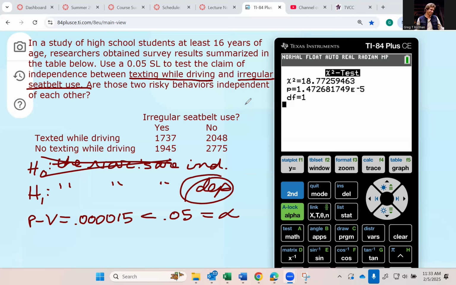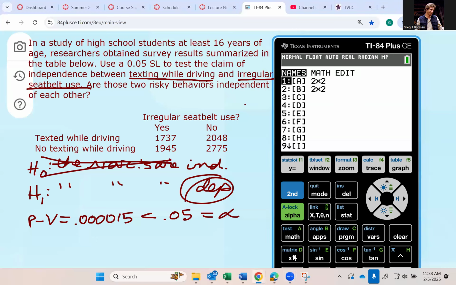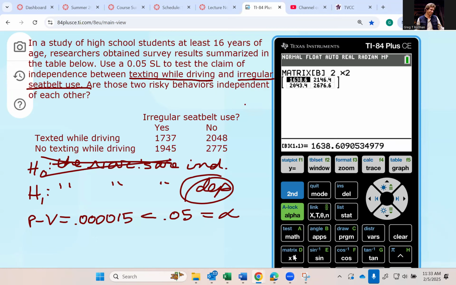Oh, and one other thing we can do is, you certainly don't have to, but you can go back into the matrix, go to edit, matrix B, and see what they chose for us. There's a formula for doing all this if you want to do it by hand, but these are the expected values down here that the calculator just pumps out for us. So, that's really nice.